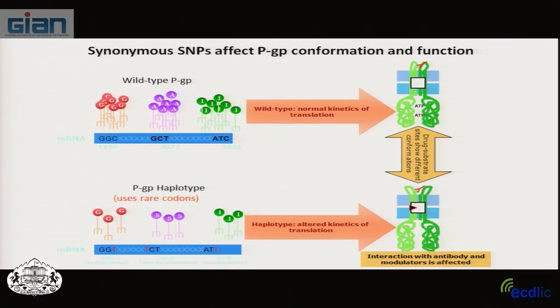So you use normal codons, which results in the wild type protein with normal kinetics, the UIC2 binds properly, and there is no change in the substrate binding site. But when you have the PGP haplotype, you use rare codons for all three SNPs. Because it takes time to search for rare codons, we think that slows down the translation at the final stage for this 3435. And because of that, the haplotype has altered kinetics of translation, giving you a change in the binding of the epitope for UIC2 as well as the substrate binding site.